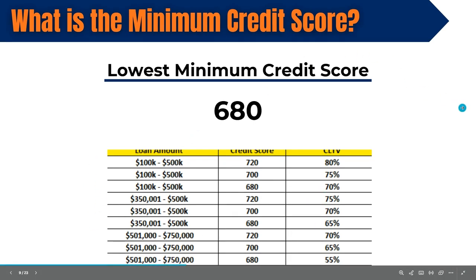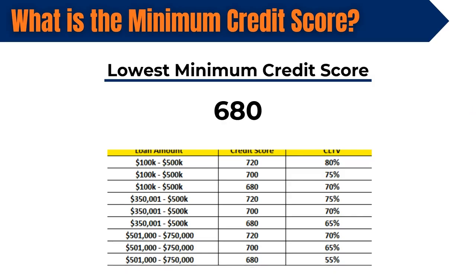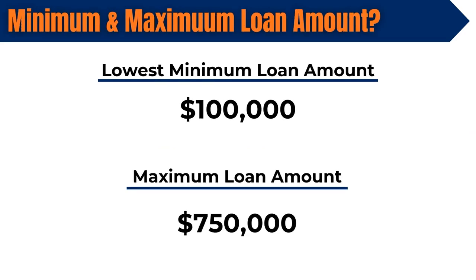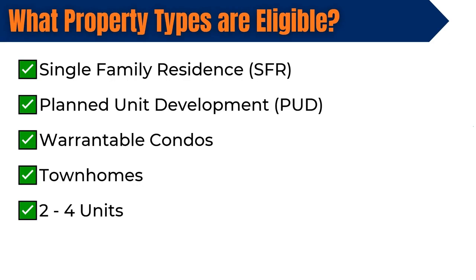You don't have to know all of this. You can always reach out to me. We can run through the scenario and figure out what your maximum loan amount could be, but just to give you an idea of how it works. The lowest minimum loan amount on a HELOAN is 100,000, and the maximum loan amount is 750,000.